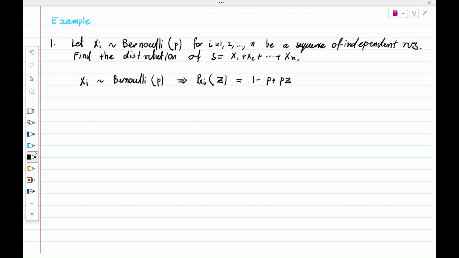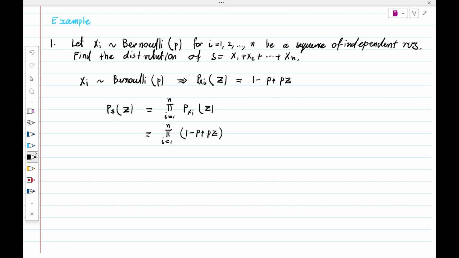Now, using our property we had before, we know that the probability generating function of S is equal to the product from i equals 1 of the respective probability generating functions of each of those trials. So now it's a matter of substituting the probability generating function we had above into this expression. So that becomes the product from i equals 1 to n of (1 minus p plus pz). I'll just put brackets around it to make it a bit more clear.